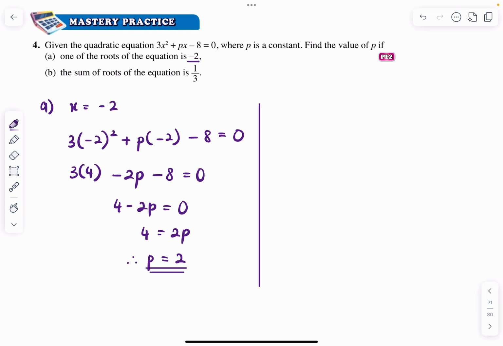Next, we need to find the value of p if sum of roots is 1/3. So sum of roots, the formula is -b/a. So they said sum of roots is 1/3. We know our b is p, so -p, and our a is 3. So 3 and 3 we can cut, so -p is 1, therefore p is -1.